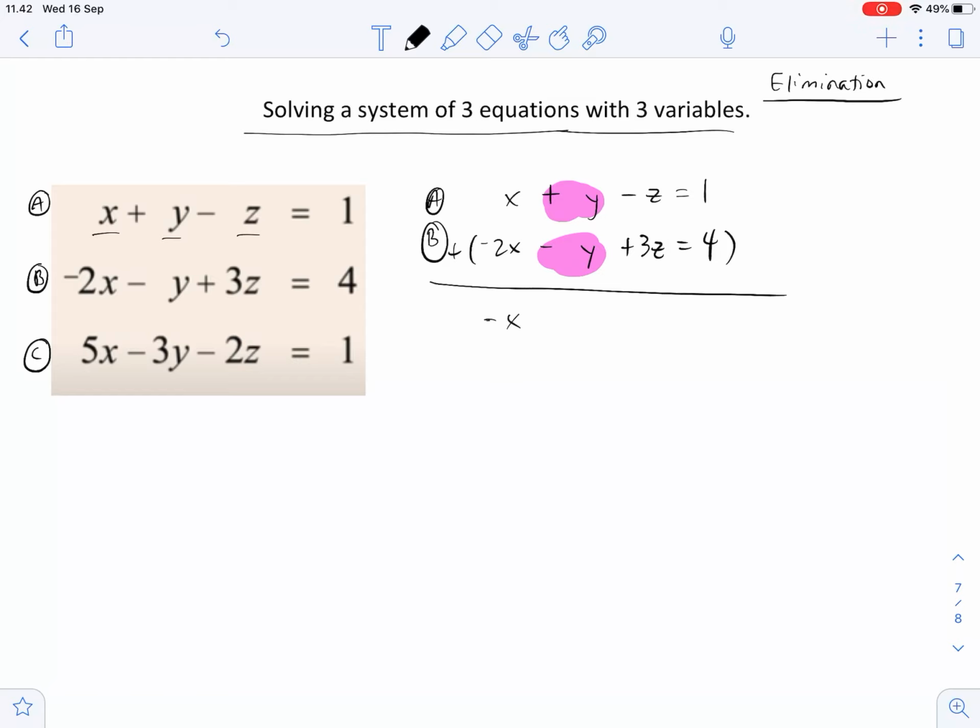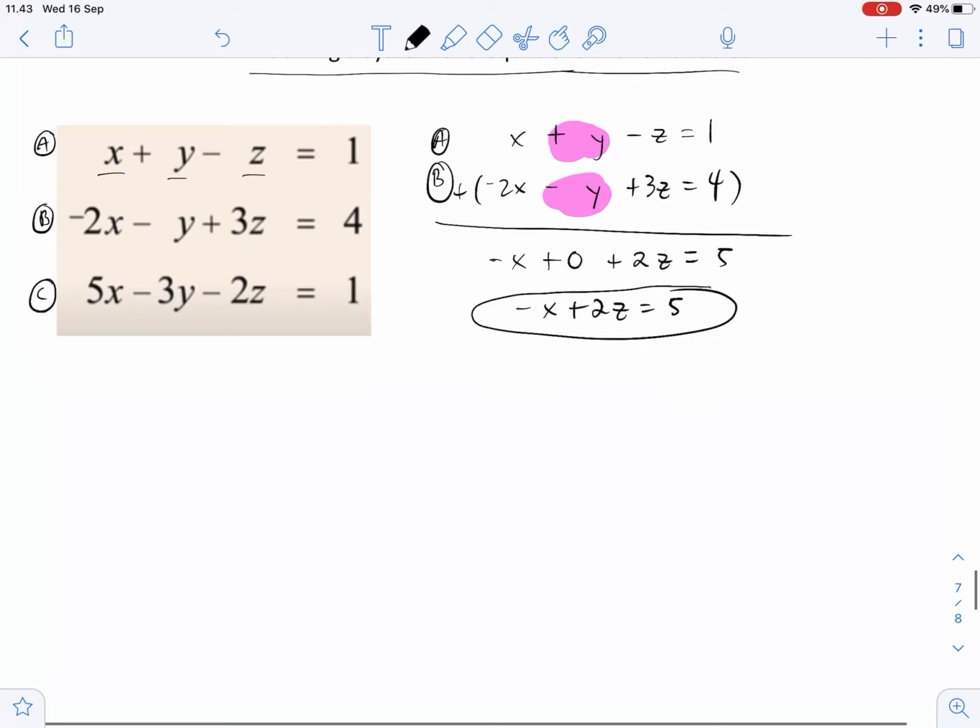So then I have negative x plus 0 plus 2z is equal to 5. I'm going to rewrite this as negative x plus 2z is equal to 5, and I'll come back to this in just a moment. But notice now that we have two variables, x and z. Then I'm going to take the other two equations.